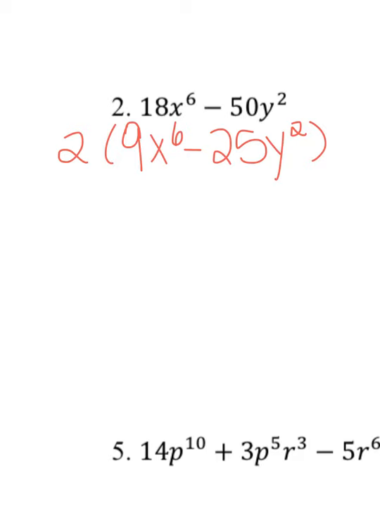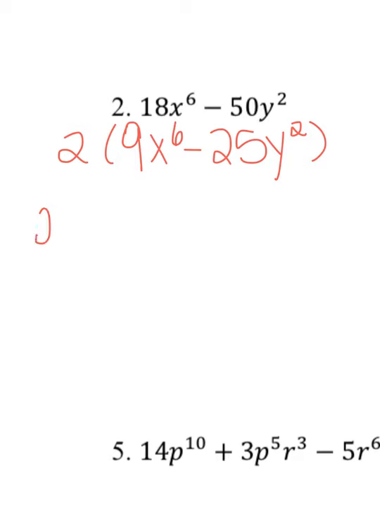Both of the coefficients of each part are perfect squares, right? 9 and 25 are both perfect squares. X to the 6th and y to the 2nd are both perfect squares as well, because both of the exponents are divisible by 2. And then it's a minus in the middle. So you can keep going by using the difference of two squares method.